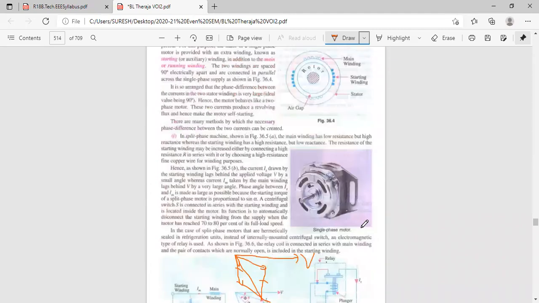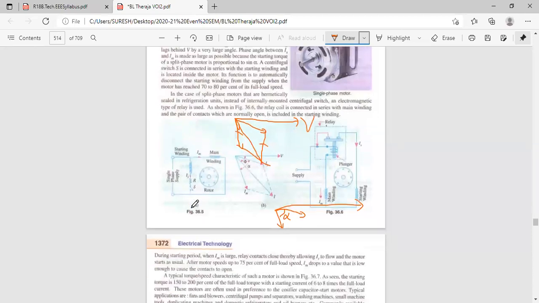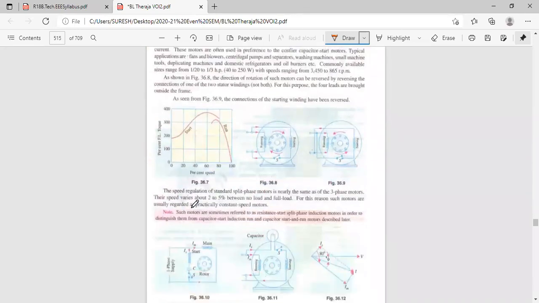So that is the split phase motor. Any doubt in the split phase motor? How to make the motor rotor self-starting? With the help of the starting winding. Now see the next one, capacitor start.